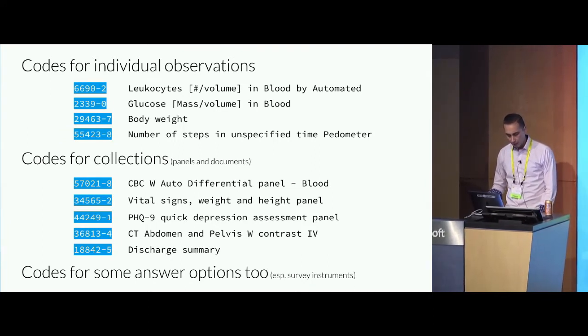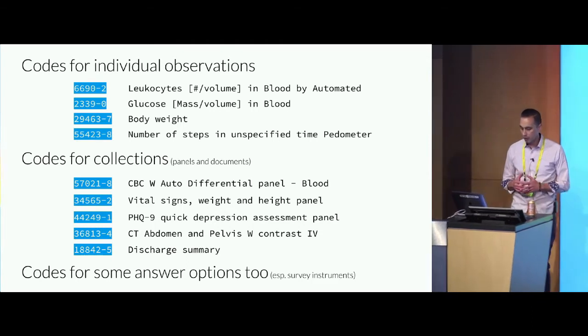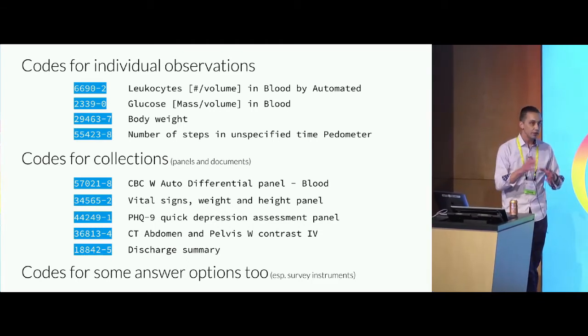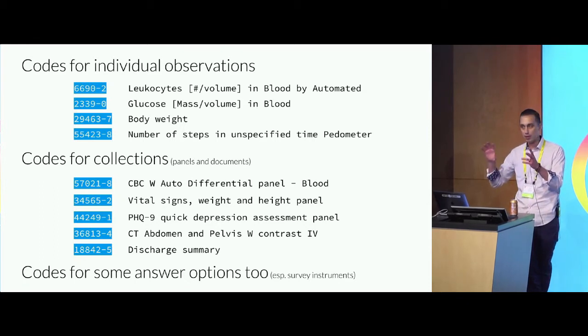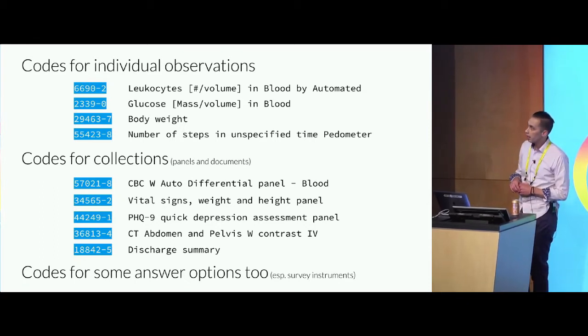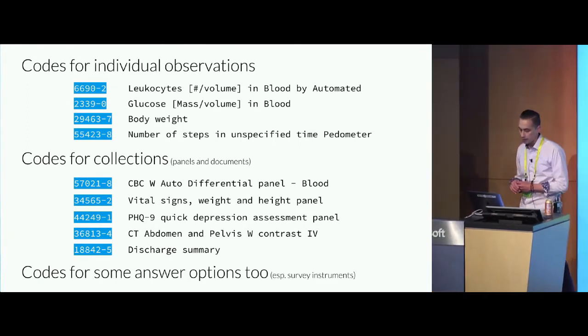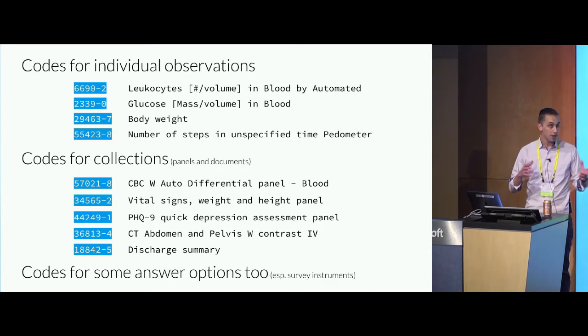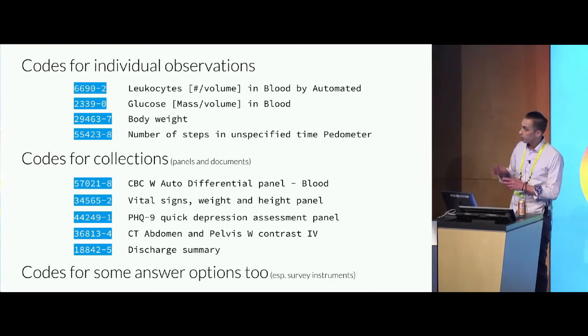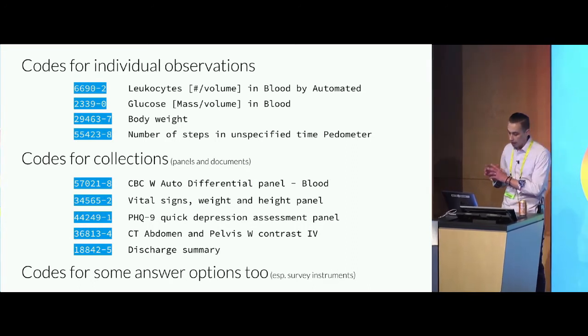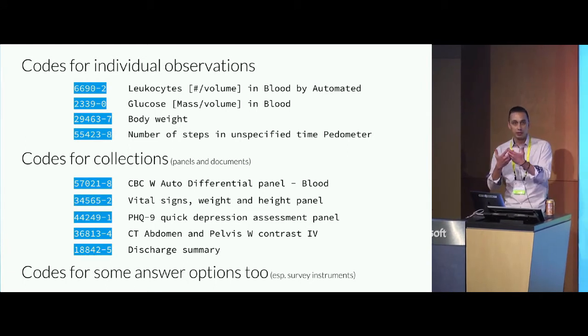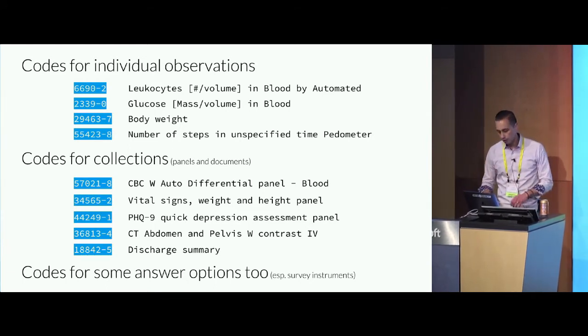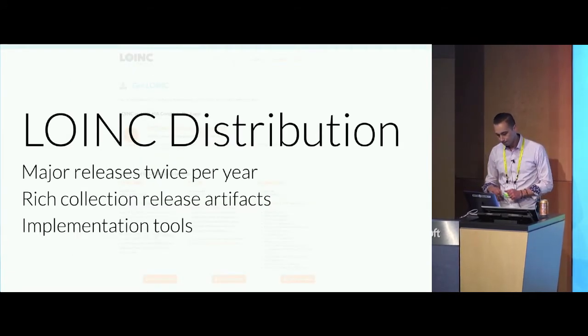And then the last kind of code I wanted to mention was that we do create codes for some kinds of answer options. So the things that would appear as result values or observation values in categorical or ordinal responses. And this was particularly important for representing survey instruments or other patient assessment instruments where the set of allowed answer options was very closely linked to what the real meaning of that particular question was all about.